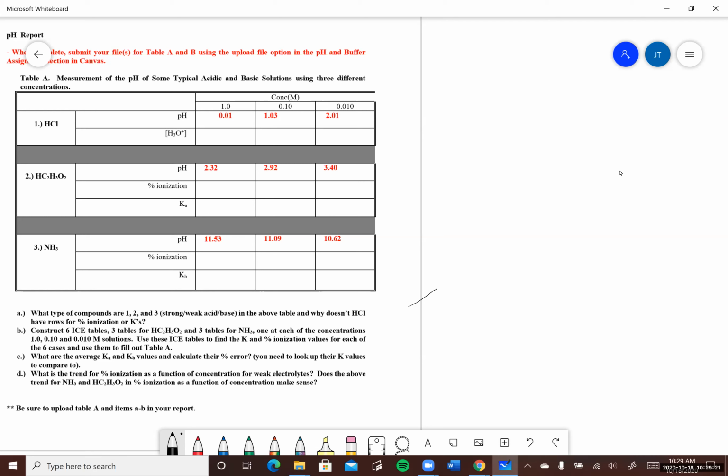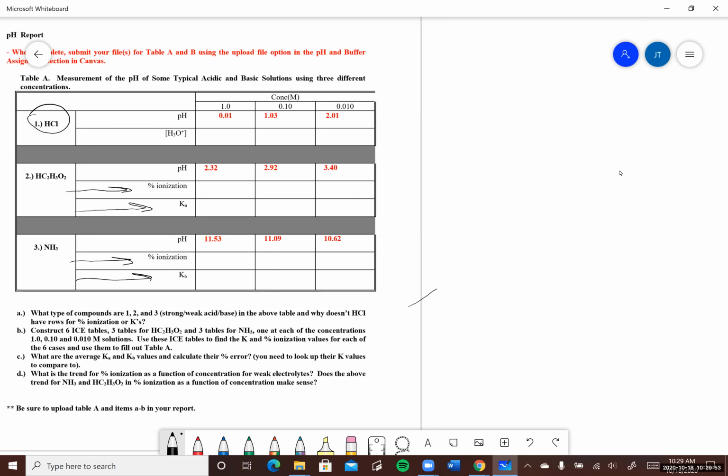and tell why HCl doesn't have rows for percent ionization or K. So you see these two compounds have those rows here, but this one doesn't. So what is it about that that makes it different from the others? And it has to do with whether they're strong acids or strong bases or weak acids and weak bases. And I think you should think about it and figure that out.